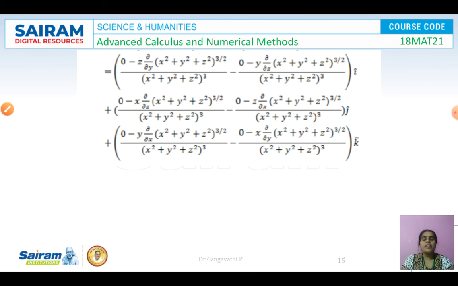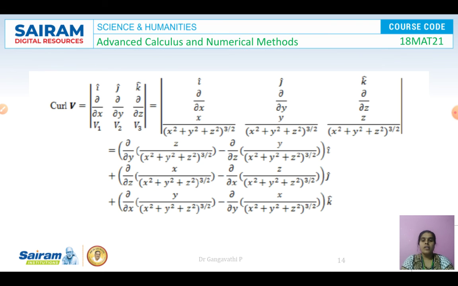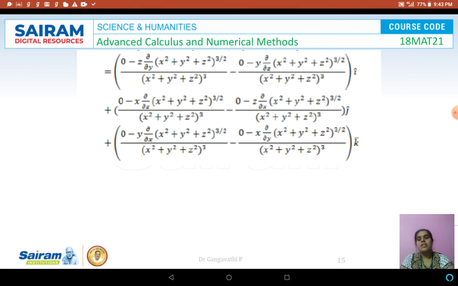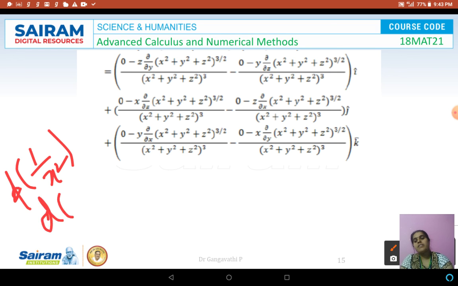Now when we do the differentiation, the differentiation with respect to y is in the numerator, and the differentiation of the denominator will be the entire term to the power of 3/2. You can recall that the differentiation of 1 by x² is the differentiation of x to the power of minus 2, which is minus 2 into x to the power of minus 3, which we can write as minus 2 by x³.